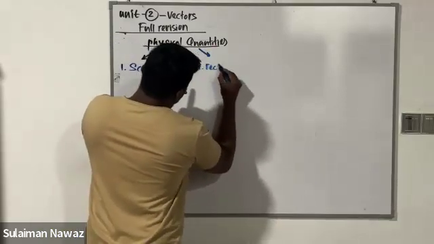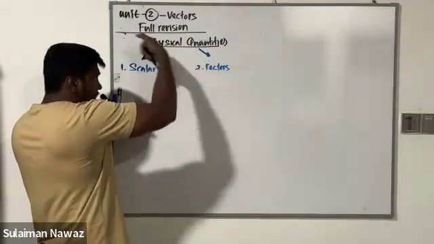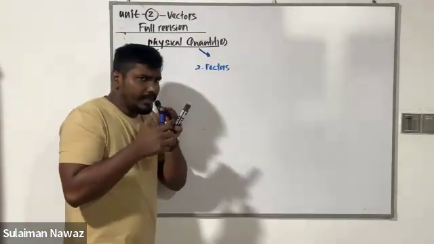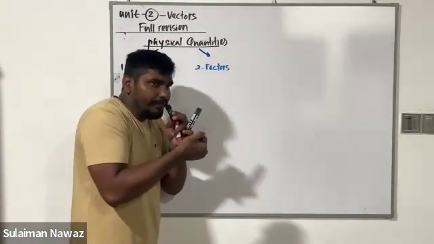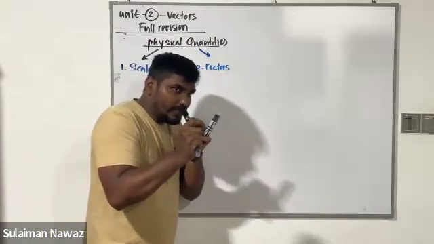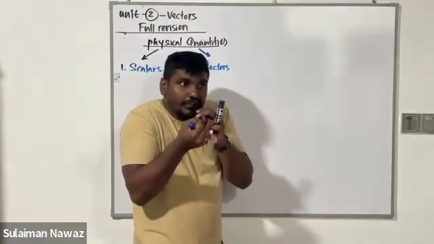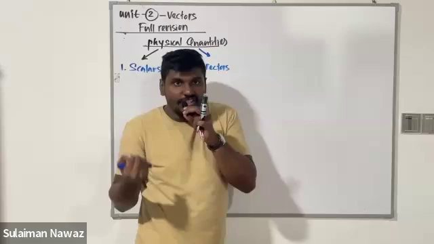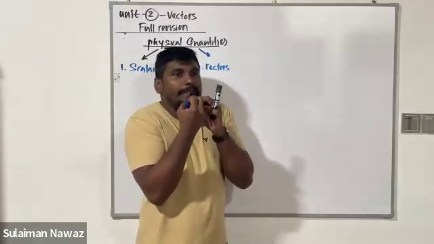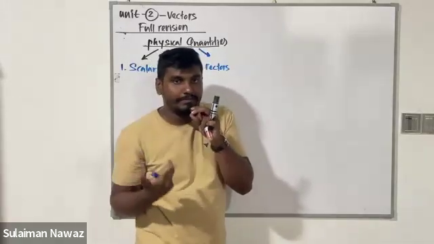Now, why should we divide? Why are we dividing physical quantities into 2 categories, scalars and vectors? The reason is, some physical quantities we are not able to describe only with the magnitude. For some physical quantities, in order to describe them, we should define magnitude and direction. But for some physical quantities, if we only mention the magnitude, that is sufficient to describe that physical quantity.